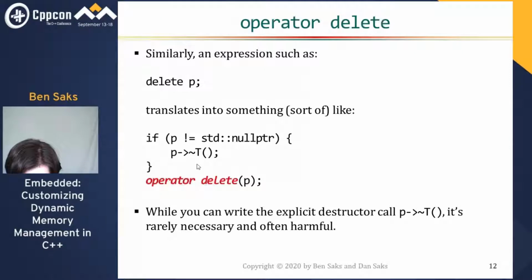Is p not equal to nullptr generated? Is that p not equal to std::nullptr generated? Yeah, the idea is this delete expression translates into something under the hood that looks like this. You write this code, and what the compiler does is it takes care of checking to see whether the pointer is null for you. If the pointer isn't null, then it has work to do to delete the object, to call the destructor on the object that p points to, and then the last step is to release the memory associated with p.